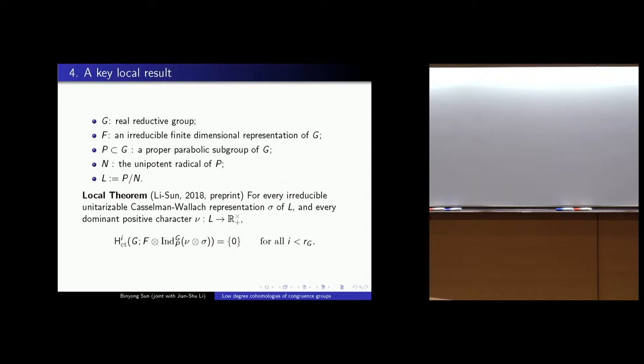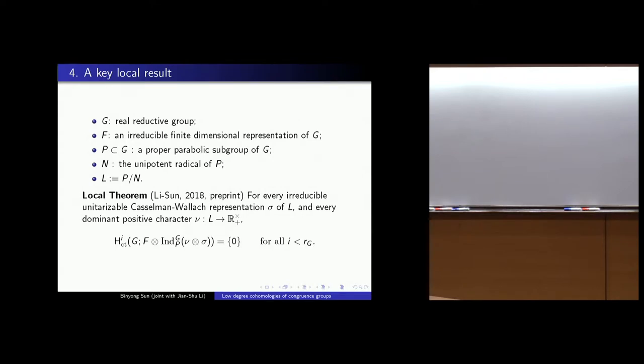So this is a quick review of the theory of continuous cohomology. Now we can state a key local result. Let G be a real reductive group, and F an irreducible finite dimensional representation of G as before. And P is a proper parabolic subgroup of G, so P cannot equal G. N is the unipotent radical of P, and L is the Levi quotient.